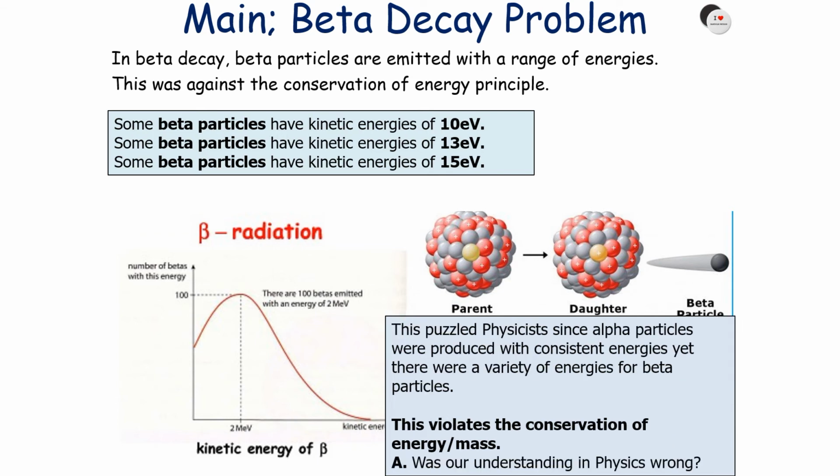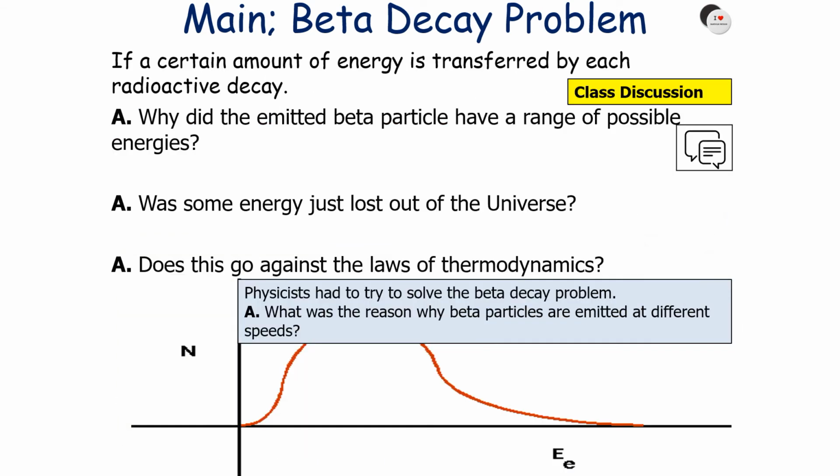So this looks like, in fact, there's a violation in the conservation of energy and mass. So was our understanding in physics wrong? So why did the emitted beta particle have a range of possible energies? Was some energy just lost out of the universe? Does this go against the laws of thermodynamics? Now this was known as the beta decay problem. So what was the reason why beta particles are emitted at different speeds?